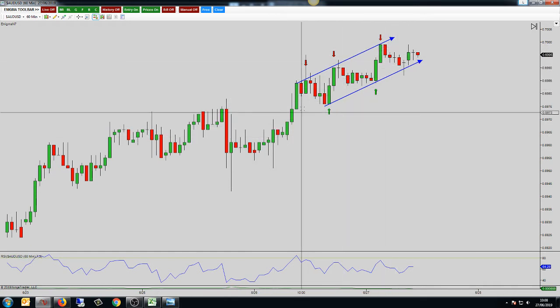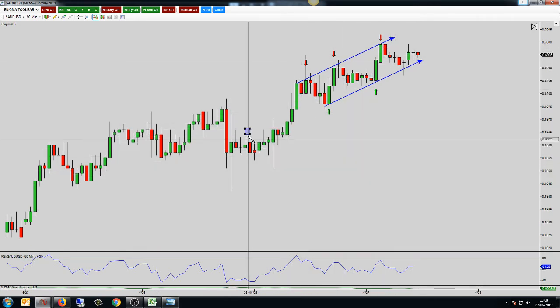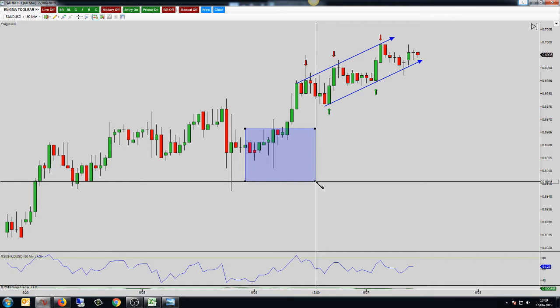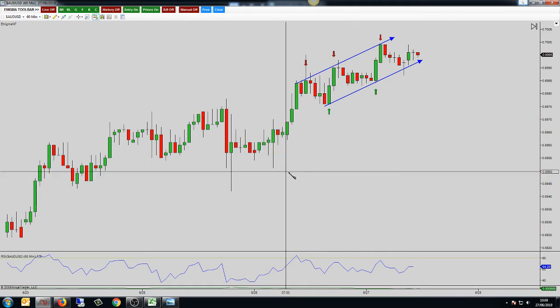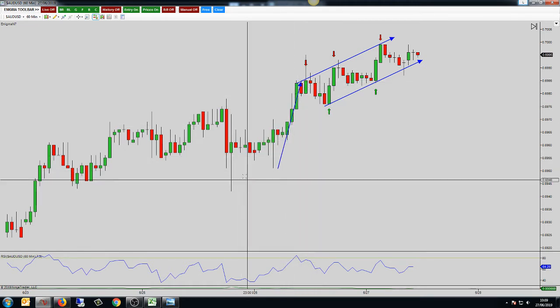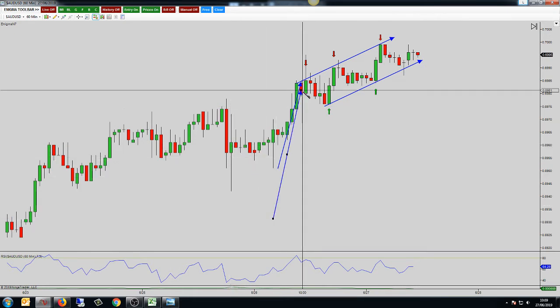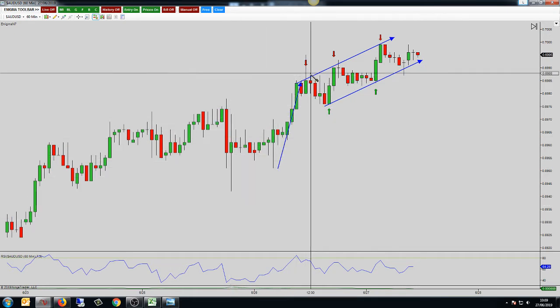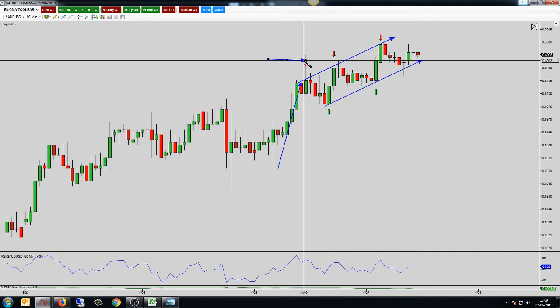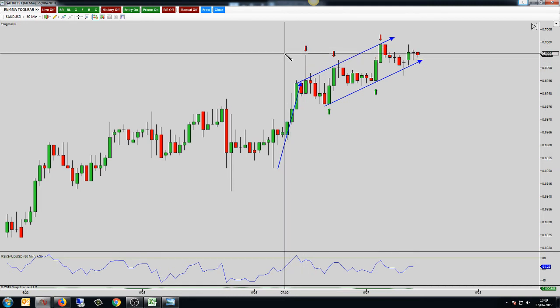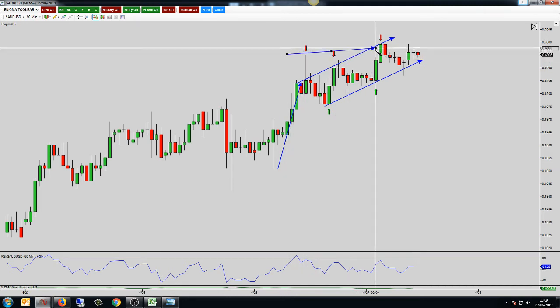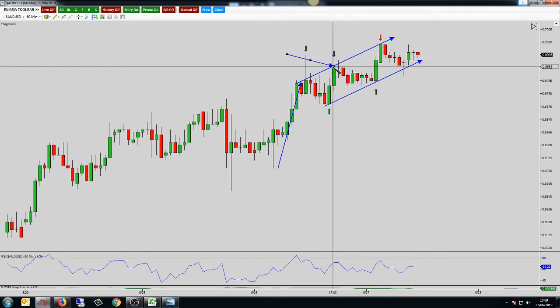A couple of problems with this channel for me. There's no pole. We can't see where the pole starts. You could take it from here, but it could be here. It's a little bit weak in that respect. The other problem I have is this long wick just here. So technically we've only just made a new high with this instead of this.